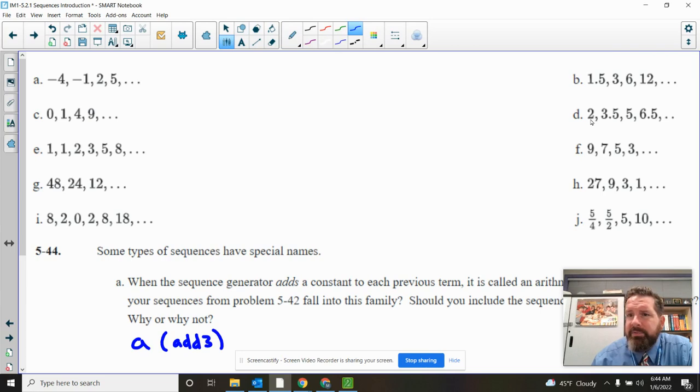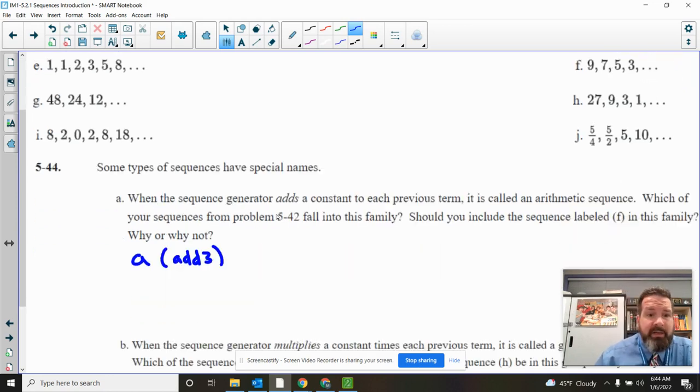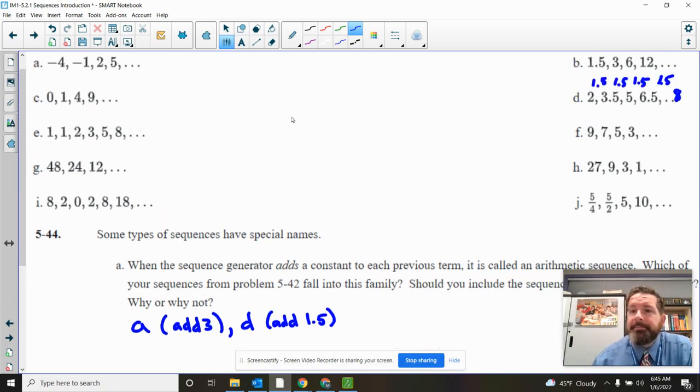Okay, letter D, from 2 to 3.5, you're adding on 1.5. From 3.5 to 5, you're also adding on 1.5. And from 5 to 6.5, also adding on 1.5. This one fits, and that's why the predicted next number of 8 is just what you get when you add on a 1.5 to the 6.5. So another arithmetic one was sequence D, where we added 1.5 every time to get to the next step.